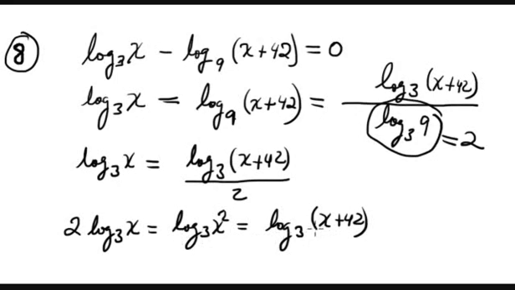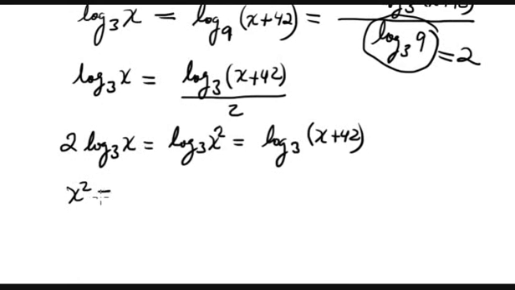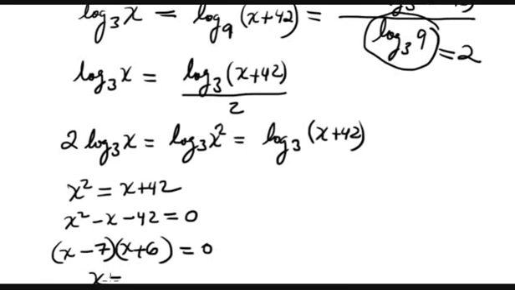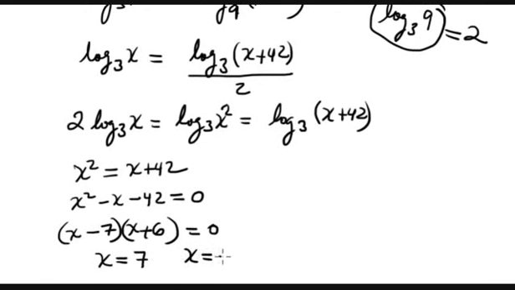Okay, in this case we have the same logarithm with the same base. Now the arguments: x squared is equal to x plus 42. This is a quadratic equation. In this case, it is possible to solve it by factoring: 7 and 6, minus and plus. One solution is 7, and another solution is negative 6. But let's do the checking part.